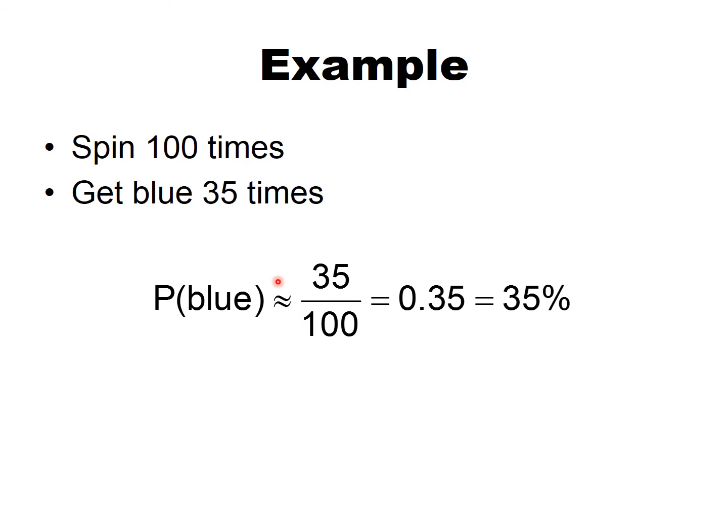And again, remember, this is at best an approximation. It's an approximation because if we were to spin it another 100 times, we might get blue a different number of times, and that would get us a different approximation of blue. Now in our activities in class, we're going to really illustrate this idea that this approach gives us at best an approximation of the actual probability.